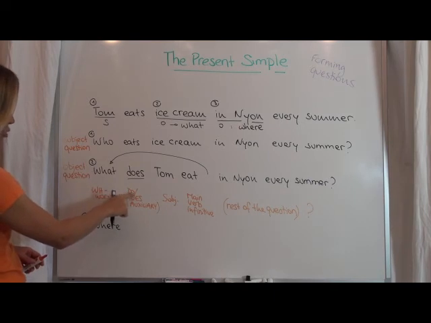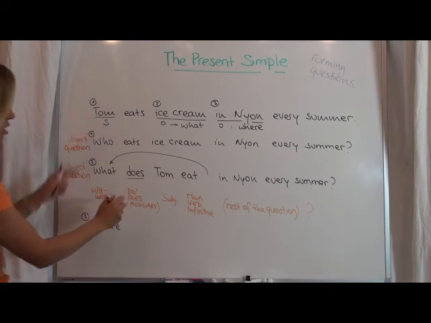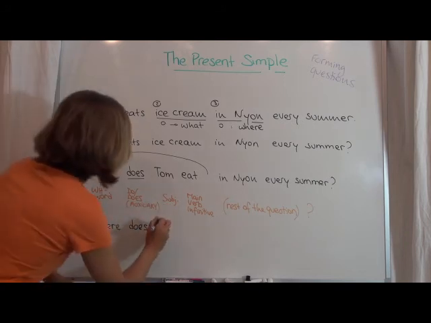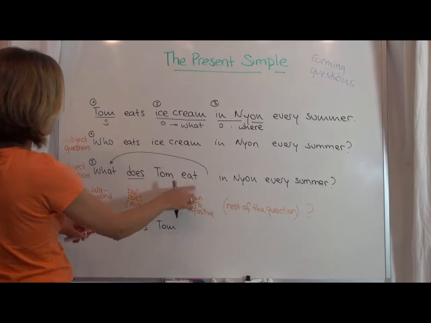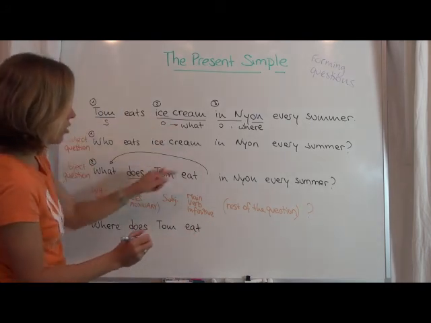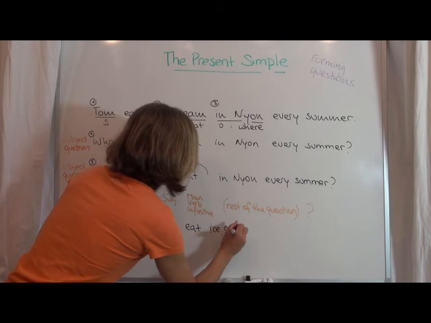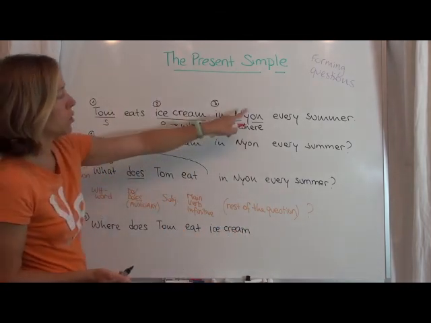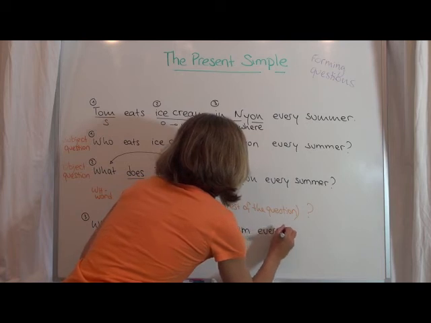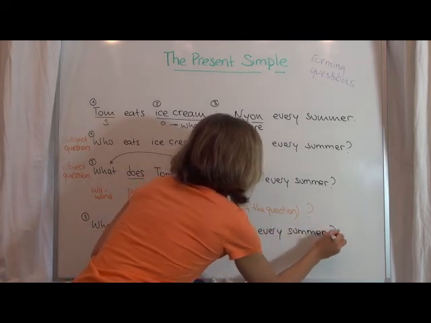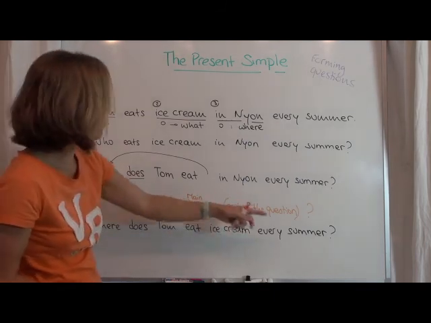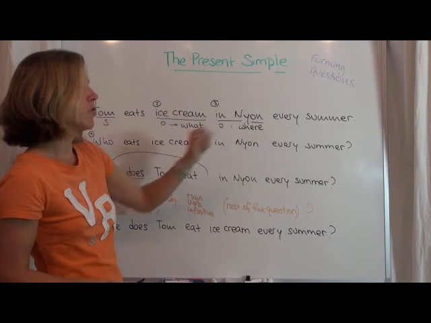And then let's see, up here you need do or does, so we're still talking about Tom, it's does. Where does, then the subject, and subject is Tom. Where does Tom, then the main verb, still eat, in the infinitive. Where does Tom eat? Then ice cream we know, so ice cream. And then we have every summer left. So where does Tom eat ice cream every summer? And the answer is Nyon. Tom eats ice cream every summer in Nyon.